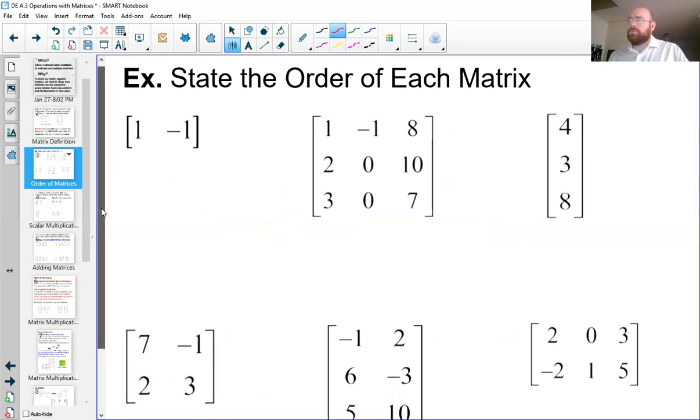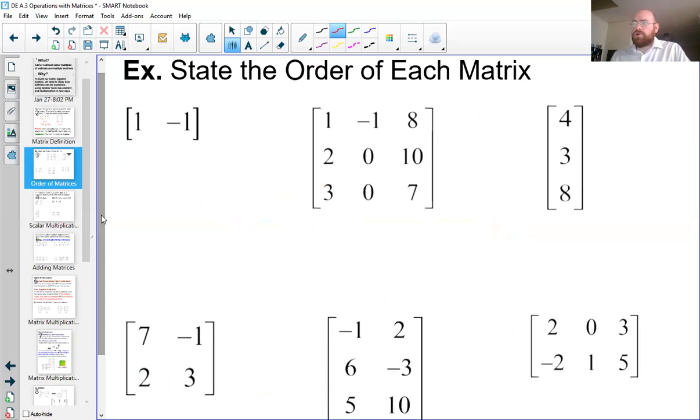So I want to take a moment to practice stating the order of each matrix. Remember, we want the number of rows times the number of columns. So it's rows times columns. And so if we have 1 row and 2 columns, this would be a 1 by 2 matrix.